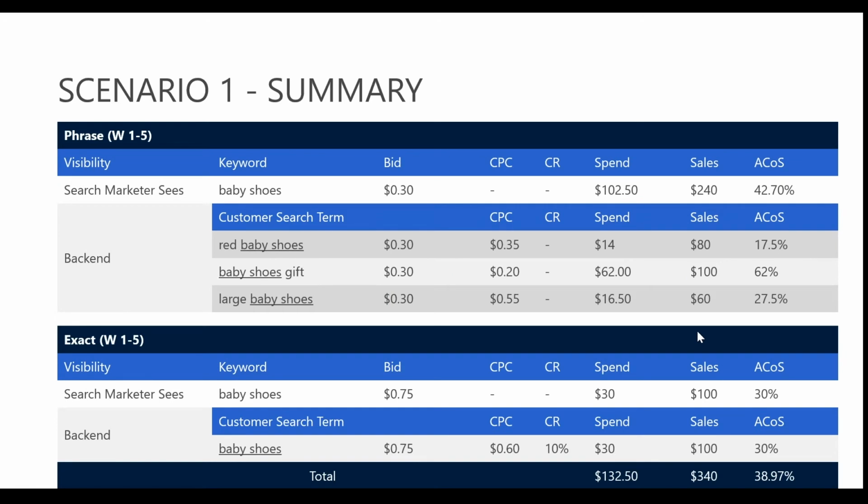So an aggregate view of what happened over this 5-week period: Exact Match was still maintaining those sales, so no issue there. But what we ultimately see for the keyword baby shoes, if you look over that 5-week period, is a 30-cent bid. You've spent $102.50 for $240 in sales, and that's a 42.7% ACoS. Because nothing was going on over here with the Exact, you got those sales and maintained a 30% ACoS. On aggregate, it's a 38.97% ACoS.